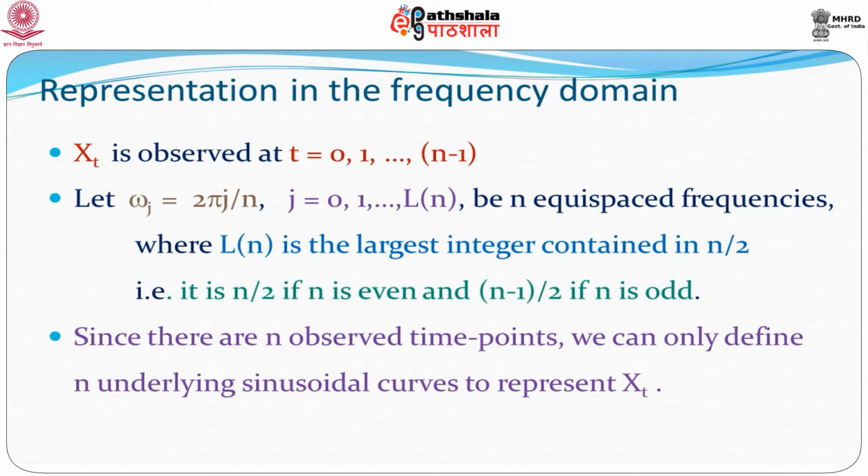Now, since there are n observed time points, we can only define n underlying sinusoidal curves to represent x_t. So, what we are assuming is that we have n points and we are taking n equispaced frequencies, and building up sinusoidal curves based on these frequencies. Since these frequencies are given to us, their coefficients, the amplitudes, will be unknown in general, and hence we will need to estimate them. So, we cannot exceed the number n. So, we will take as many as n frequencies and the corresponding amplitudes.